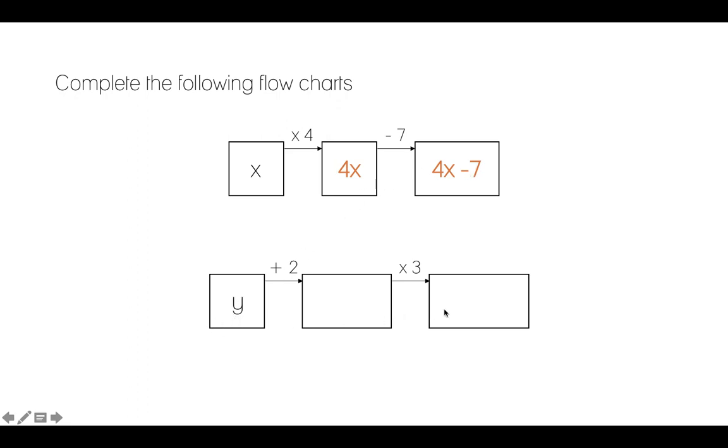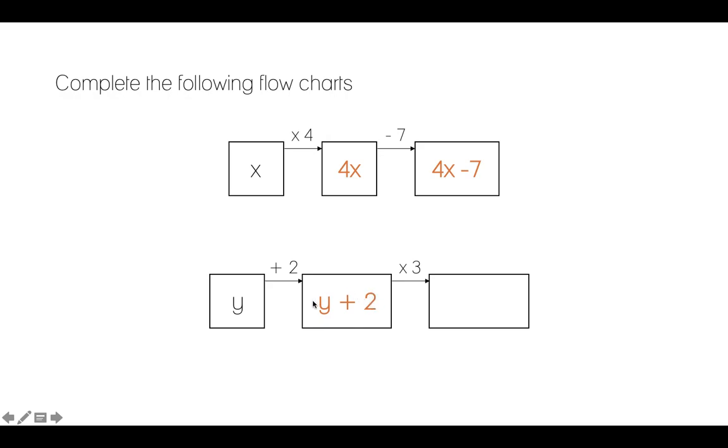Now let's do this second one together. So we end up with y is what we're starting with. Y plus 2 gives us y plus 2. Then we're going to multiply it by 3. Now, remembering we're multiplying this entire box, which means we're multiplying y by 3 and multiplying 2 by 3.